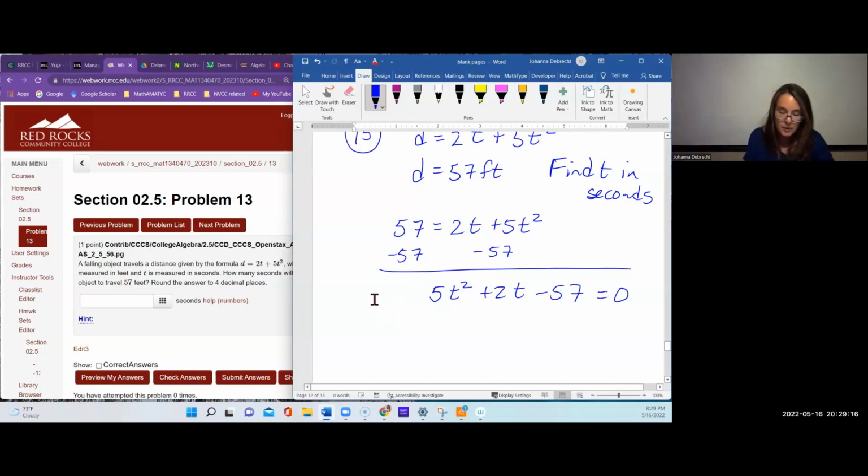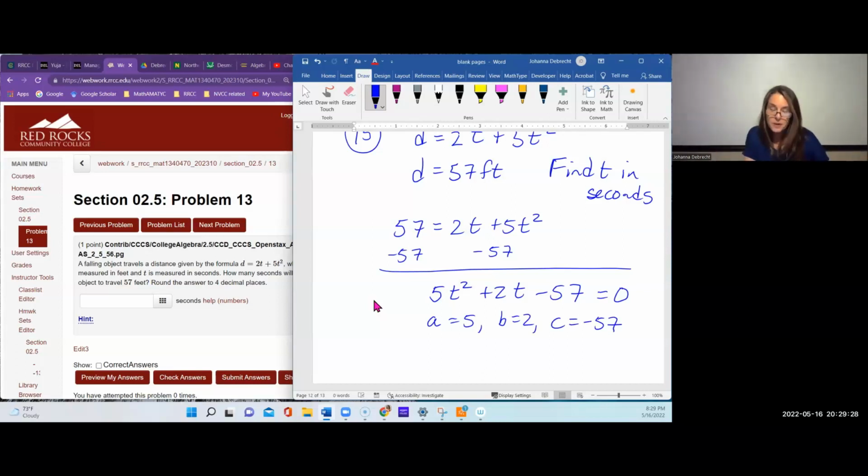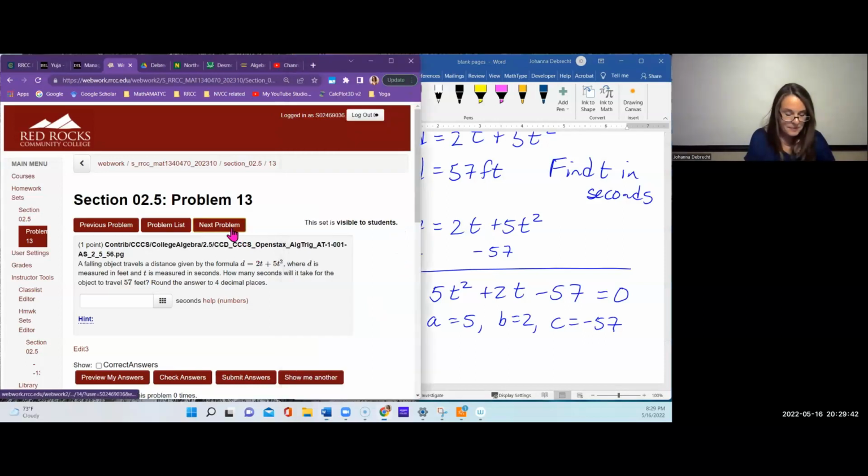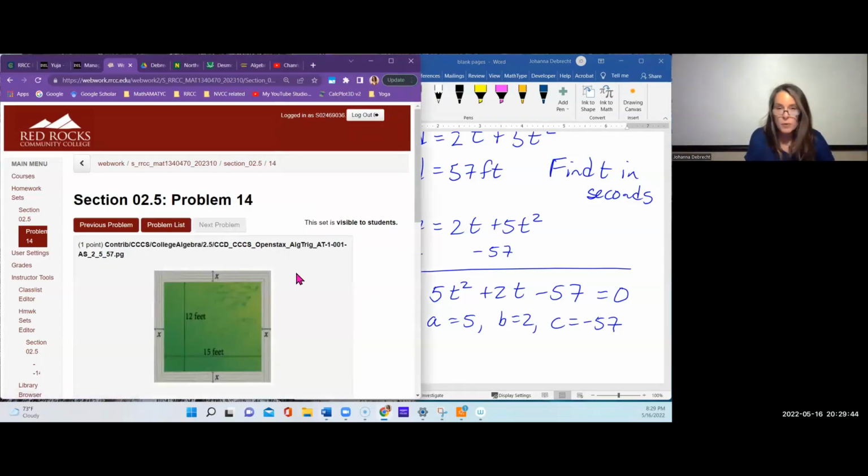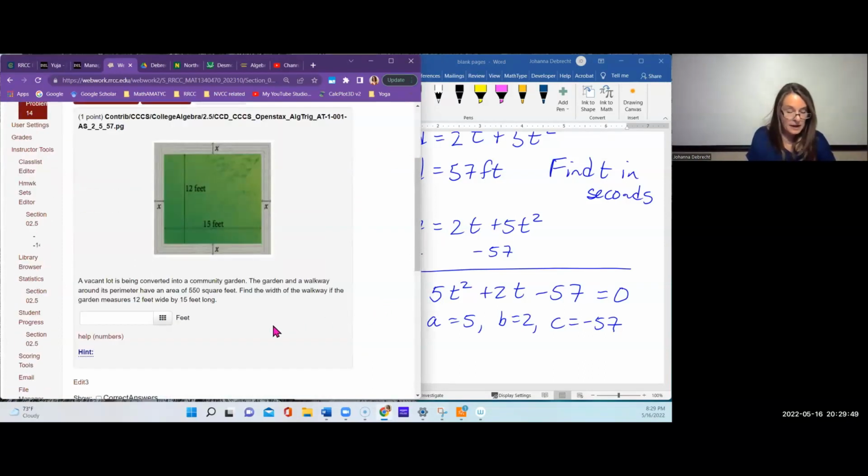Now that we have this, we can pull off our a, which is 5, our b, which is 2, and our c, which is negative 57. Then you can use the quadratic formula, or if you want, you can complete the square and use the square root property to solve this problem. I'll leave it to you to decide, but I think I would probably recommend the quadratic formula. We have one last problem, which I want to talk about how to set up. Let's take a look at it now.